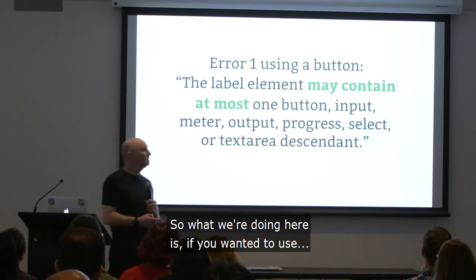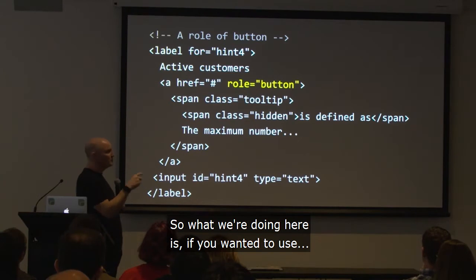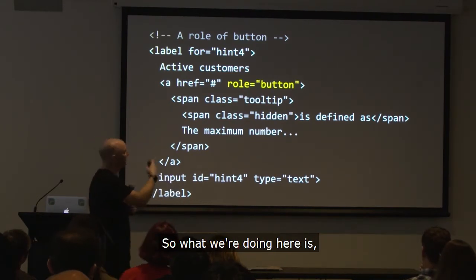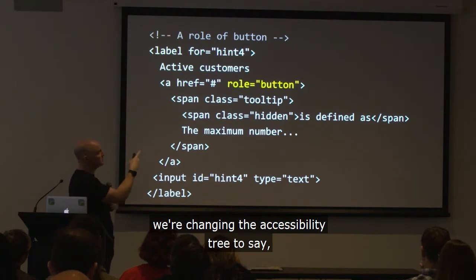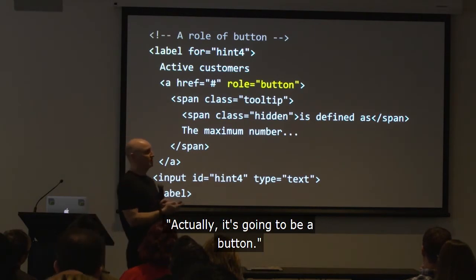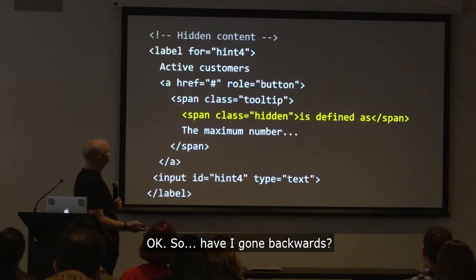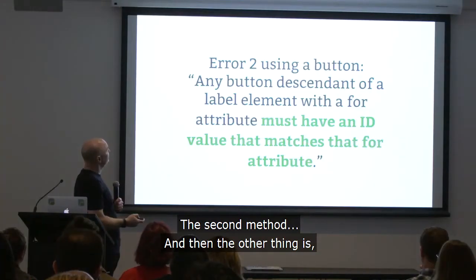So what we're doing here is, if you wanted to use, fundamentally a pop-up should be a button, not a link, because you're not going somewhere. So what we're doing is we're changing the accessibility tree to say, actually, it's going to be a button. Okay, so have I gone backwards?